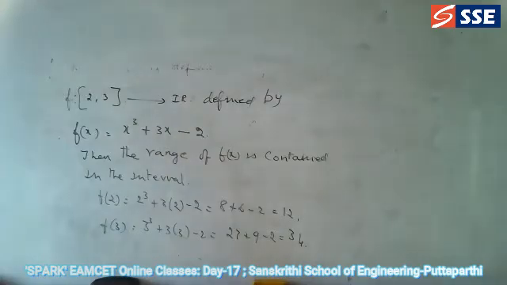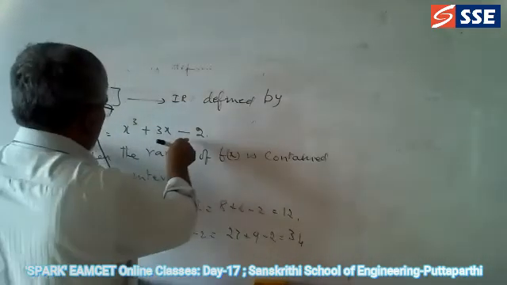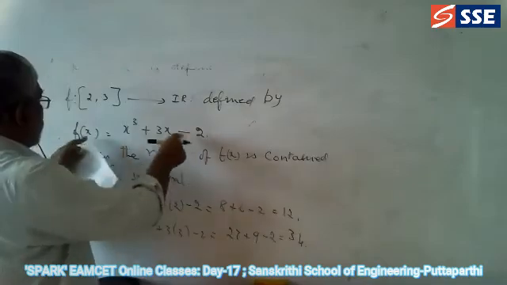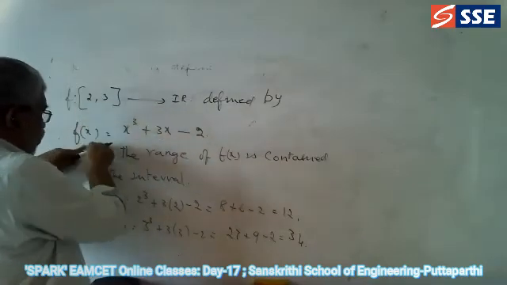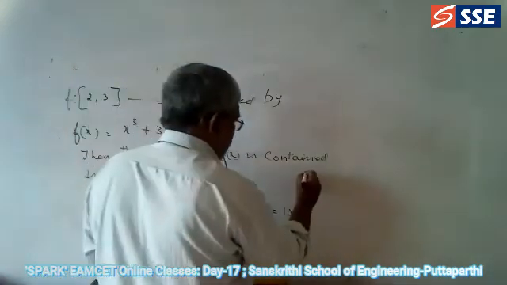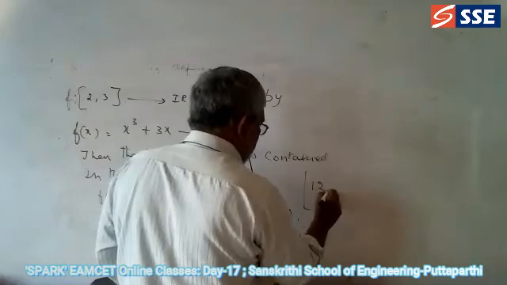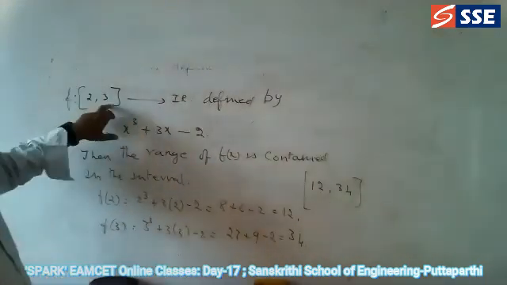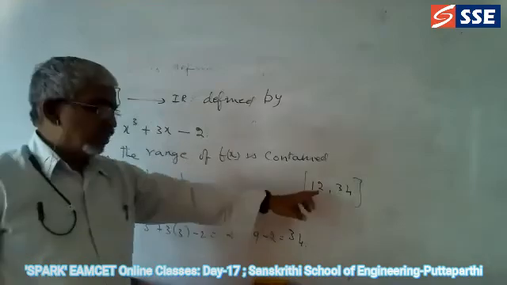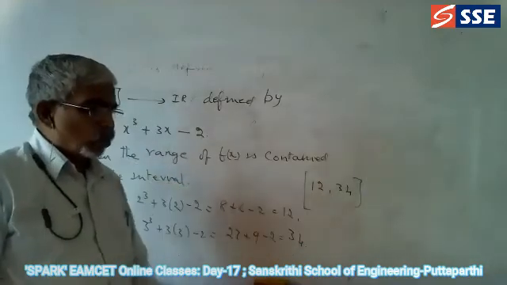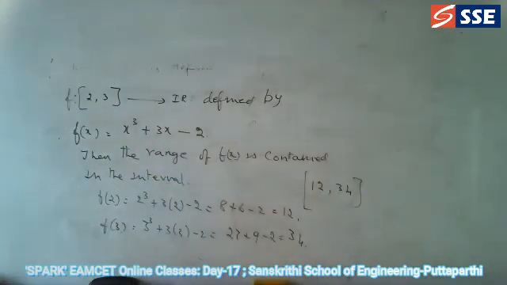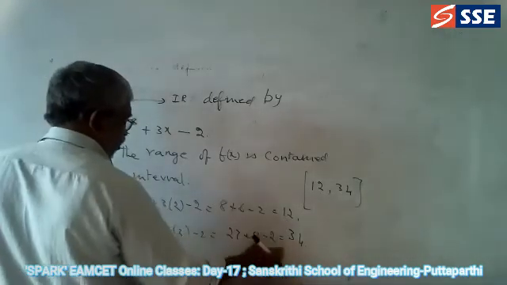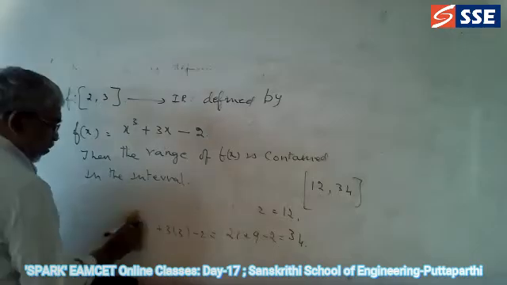So what is the interval? Between these two numbers, whatever number you put, the range will be within 12 to 34. In between 2 and 3, whatever number you put here, the answer will be between 12 and 34. That is what we are proving here. Okay. So the interval is [12, 34]. Now the next problem we will see.